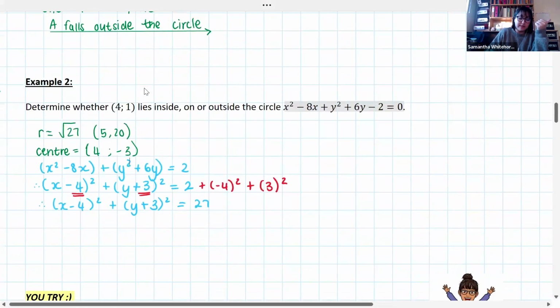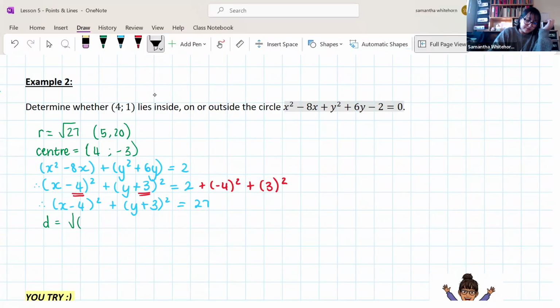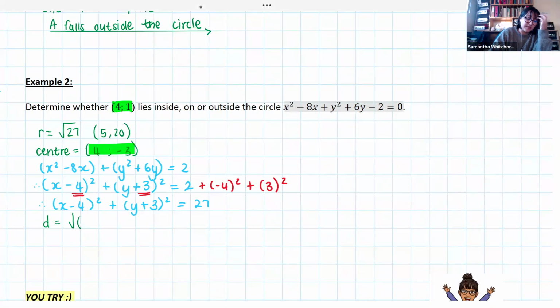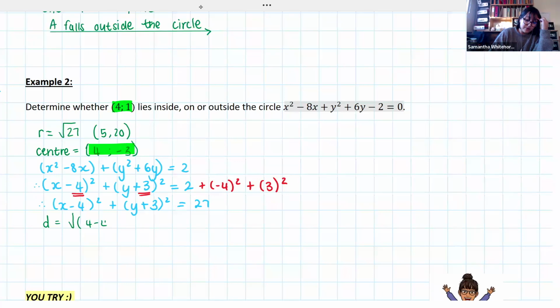I know what my radius is, but I do need to go and work out the length from my center to my point. So I'm going to use my distance formula. Just grab our information. So the point in question is 4, 1, and I want to work out the distance from the center. So that would be 4 minus 4 squared plus 1 plus 3 squared. And that's all being square rooted. Chuck it into a calculator and you get an answer.